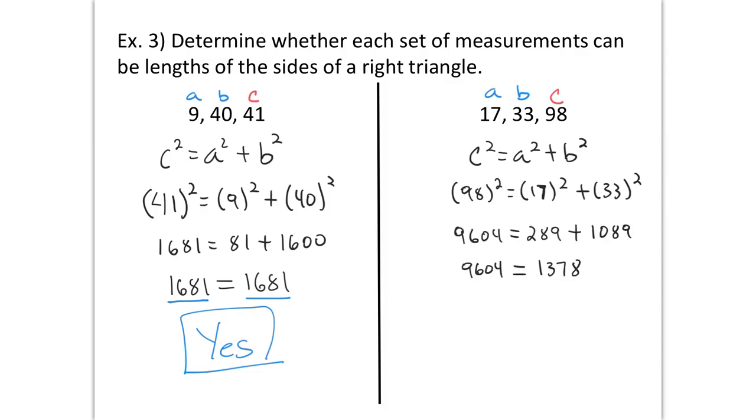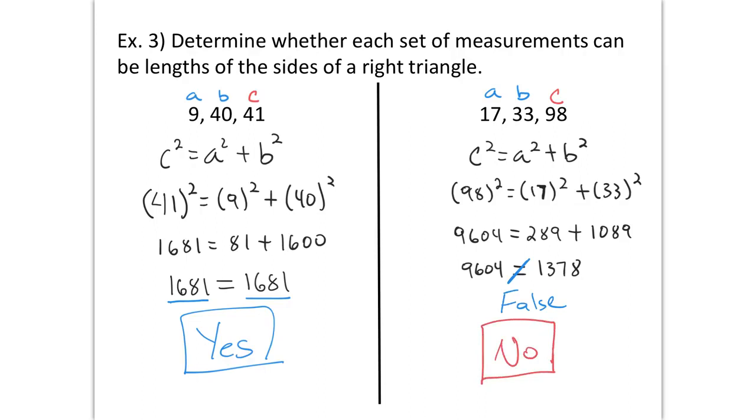So we get 98 squared equals 9604. 17 squared is 289. 33 squared is 1089. When you add the right side, we get 1378. But the left side of the equation is 9604. So this is not equal. So this is going to be a false statement. They're not equal. So are those three measurements from a right triangle? We say no, they're not. So I'm going to put a no here.